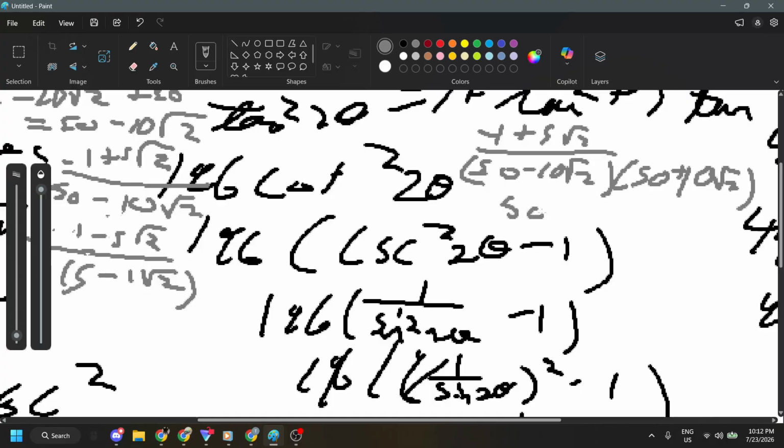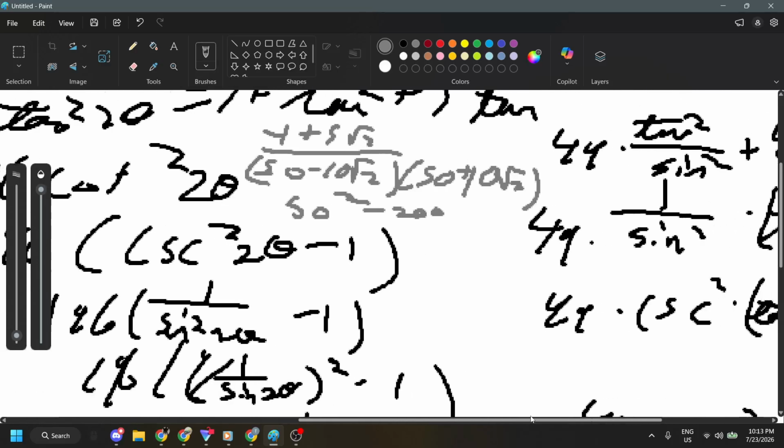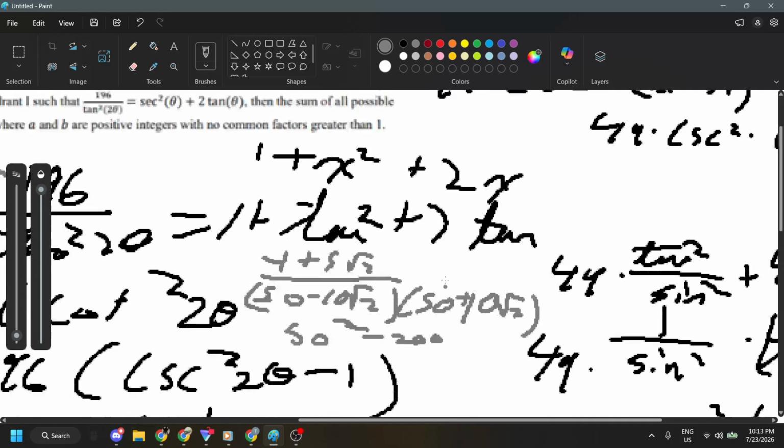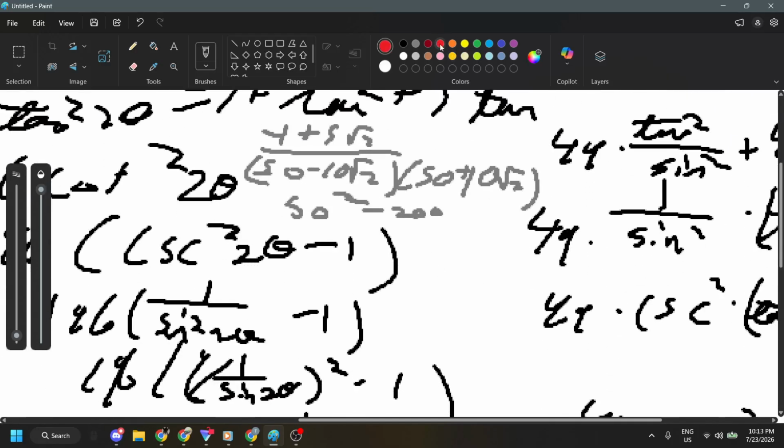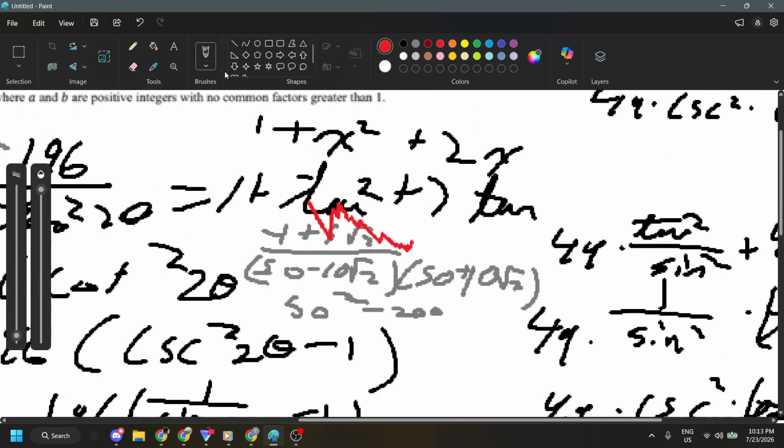That's just going to be 50 squared minus... Why am I doing a complex conjugate, bro? It's going to be 50 squared minus 200, which is not going to be the correct answer. Because it's going to involve a square root, and that's incorrect. I got it wrong. Let me check.